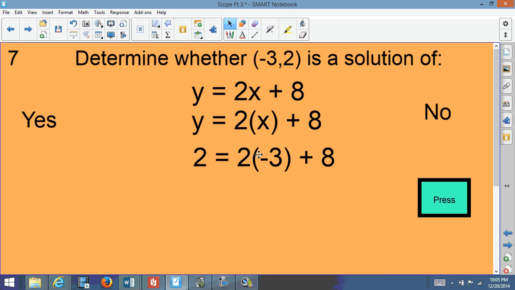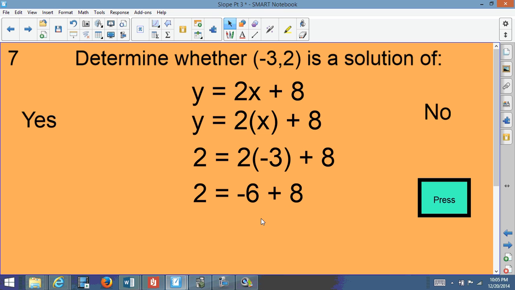Now I have to solve this. I have 2 is equal to 2 times negative 3 plus 8. So 2 times negative 3 is negative 6. Now I have to add 8 to that. Remember, with different signs I have to subtract and take the sign of the higher number. So 8 minus 6 is 2, and the sign I'm going to pick is the sign of the 8, which is positive.